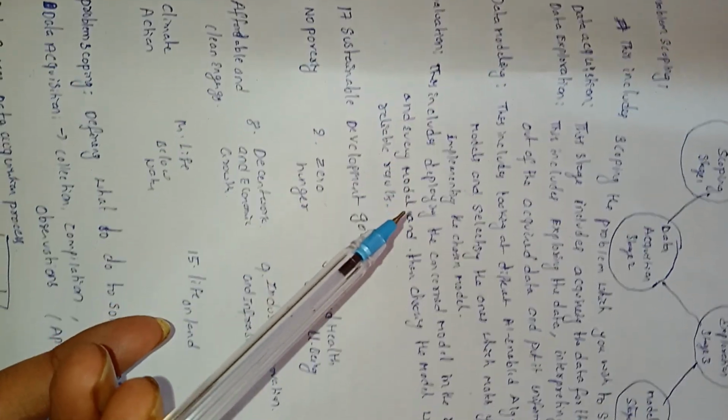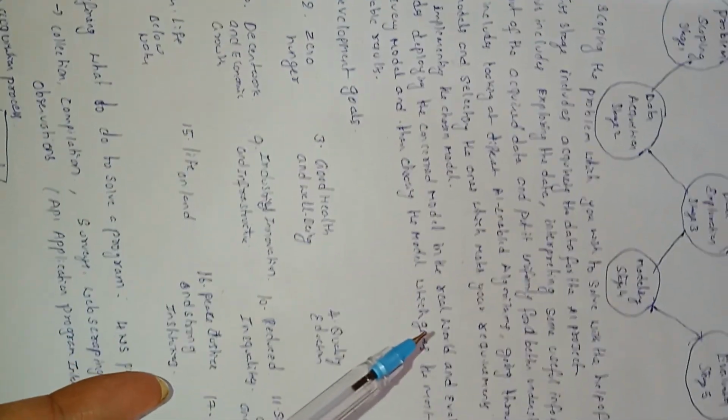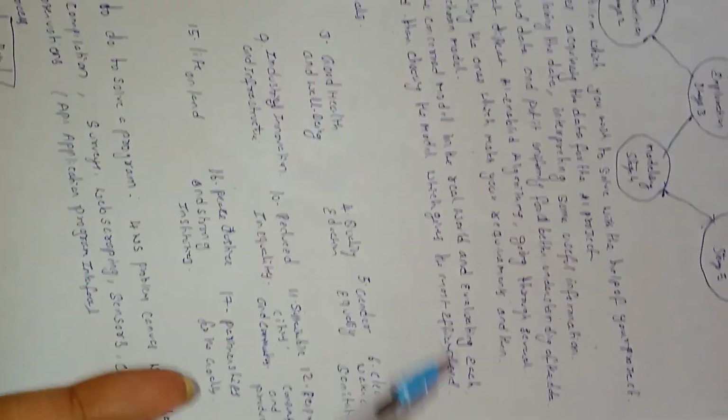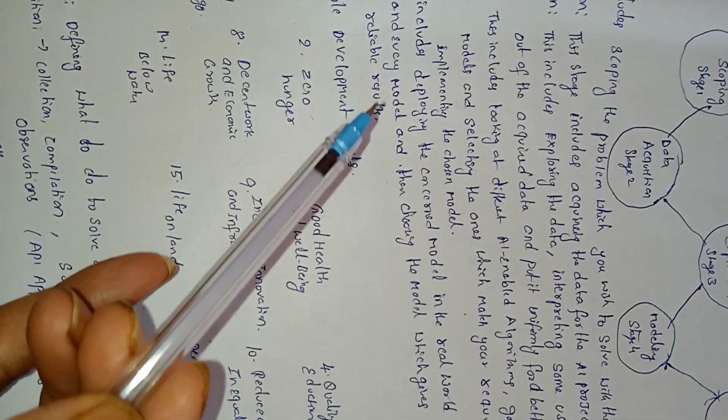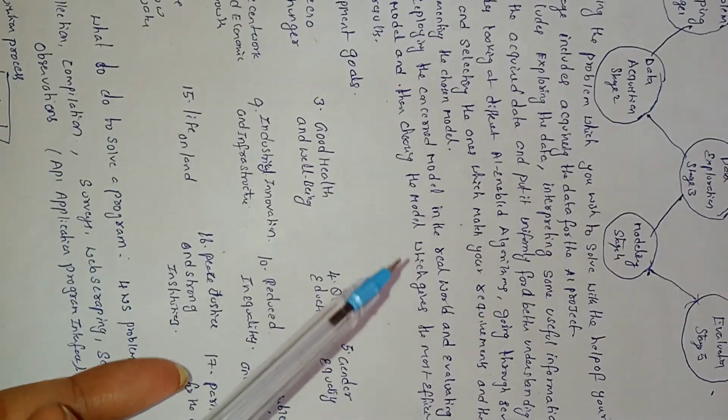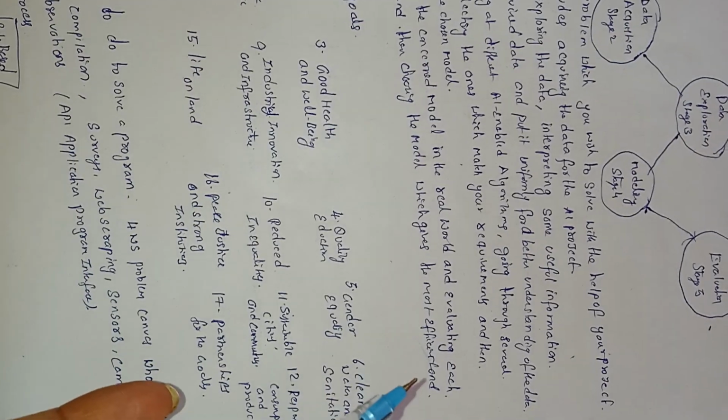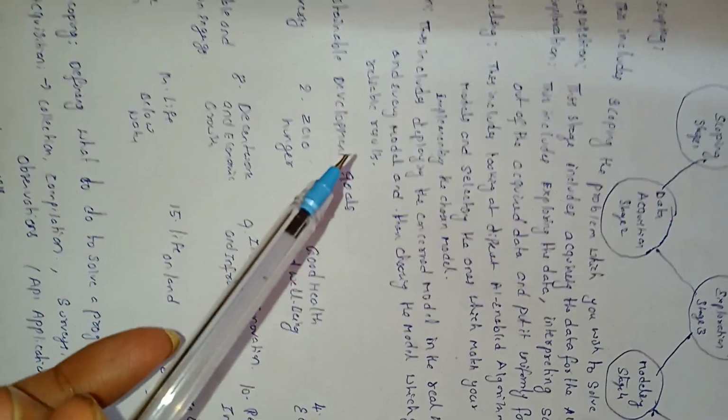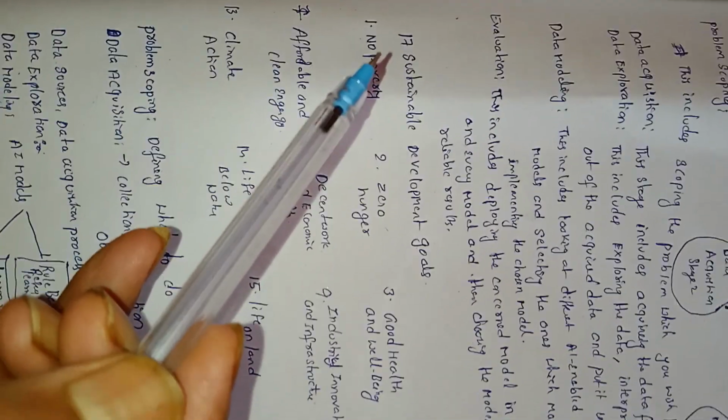Evaluation. This includes deploying the concerned model in the real world, evaluating each and every model and then choosing the model which gives the most efficient and reliable results. 17 sustainable development goals.